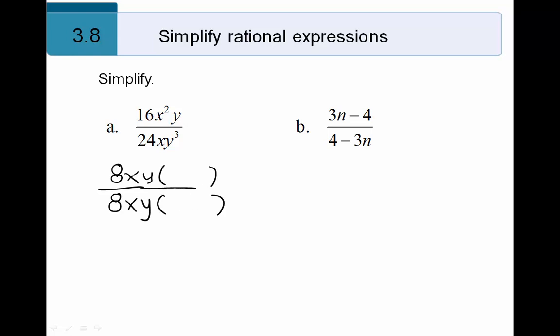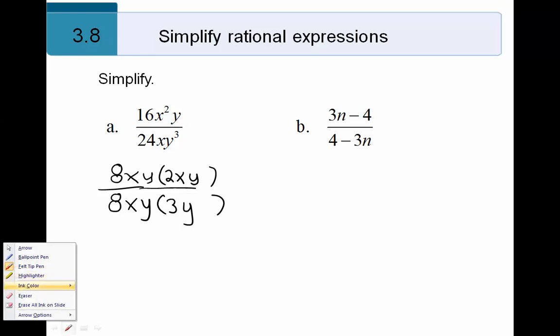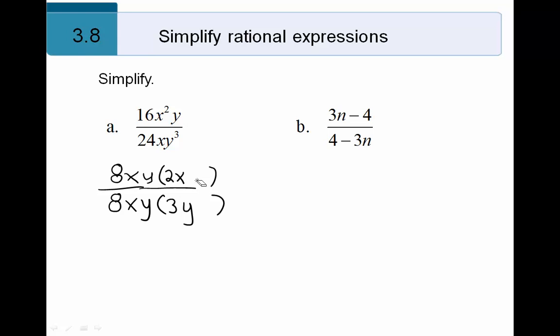So if I factor an 8xy out of 16x squared y, well, 8 times 2 is 16. x times x is x squared. You still have a y left in there. 8 times 3 is 24. You factored out the x. y times y squared. Oh, you don't have a y left. I'm sorry, I made a mistake here. Get my eraser. You factored out your y here. You don't have a y left up there.